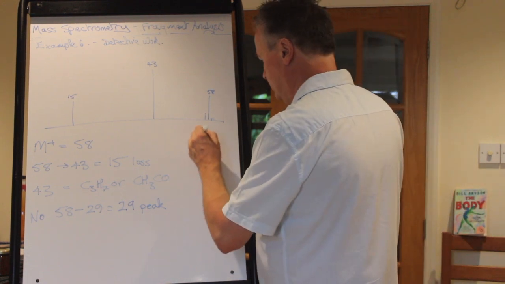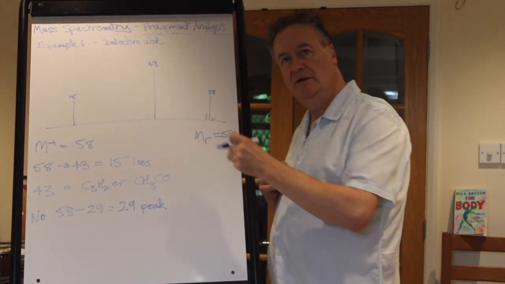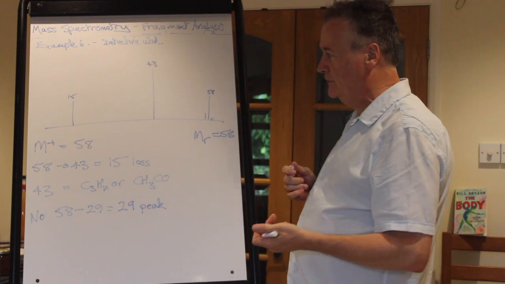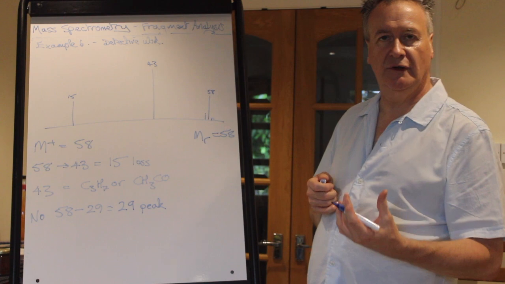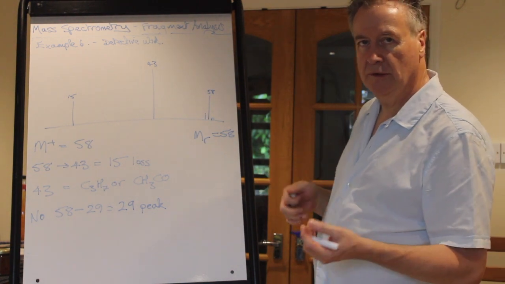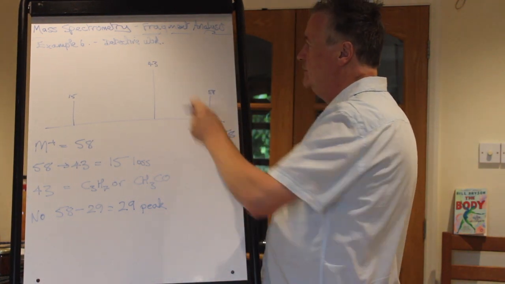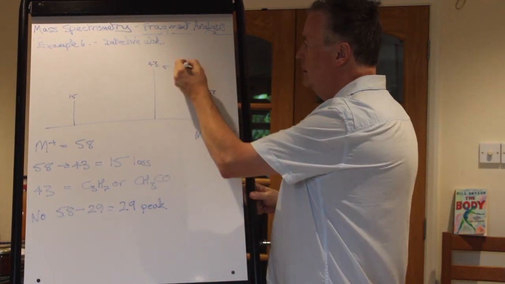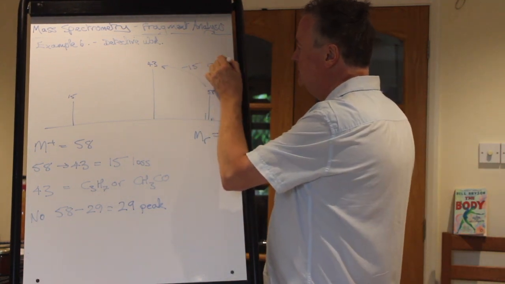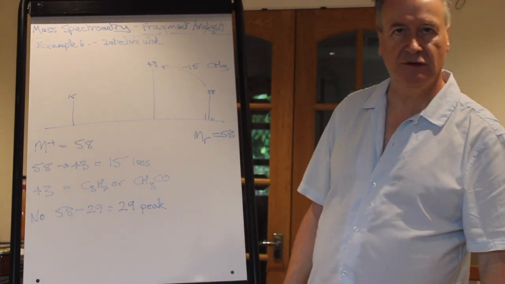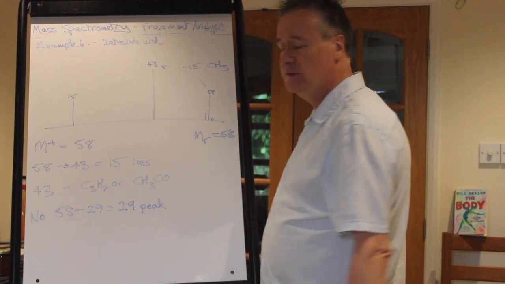So Mr is going to be 58. There's a little tiny 59, that's the M+1 peak. There's a 57, but it's not very big, where we've knocked off a hydrogen, but we don't know what the formula is in order to write that at the moment. So what do we do? We go 58 to 43. We take off 15. That tells you that you can lose CH3 out of the structure fairly straightforwardly. So 15 loss produces 43.